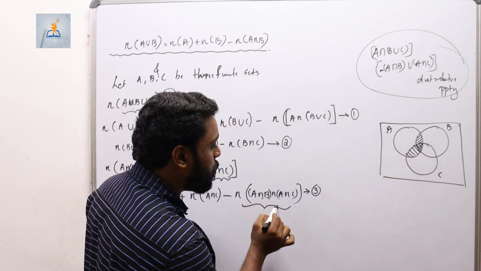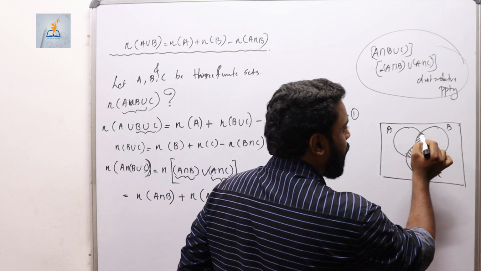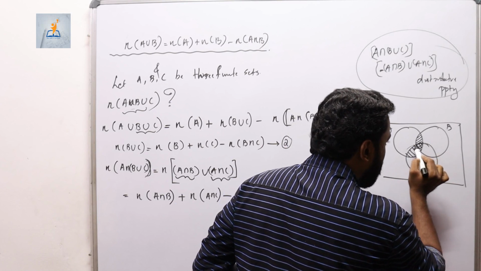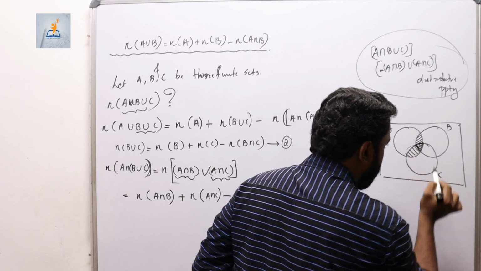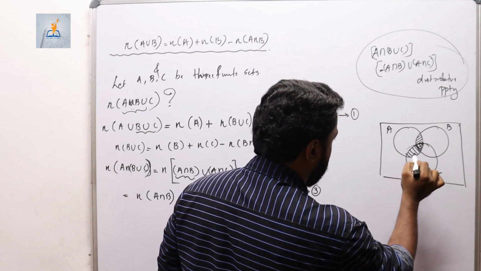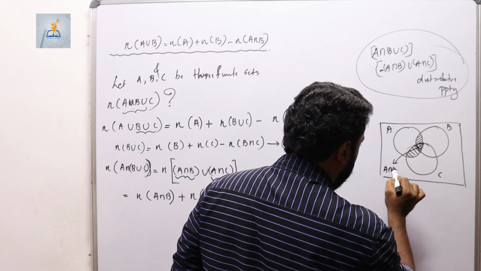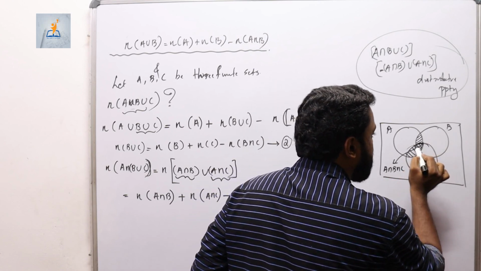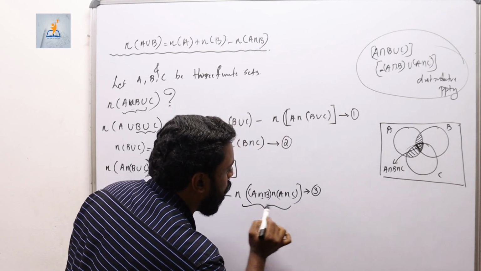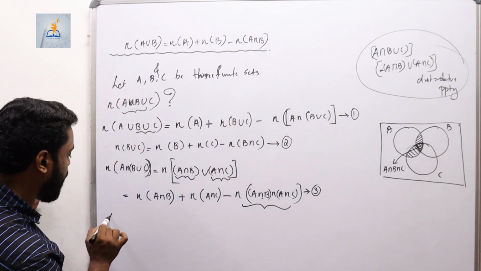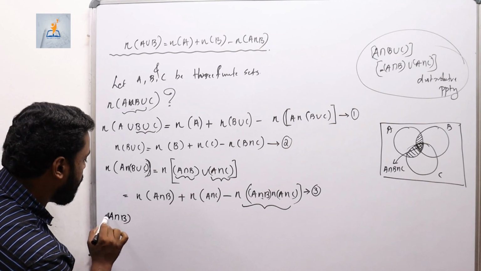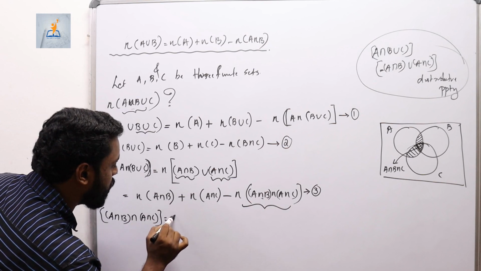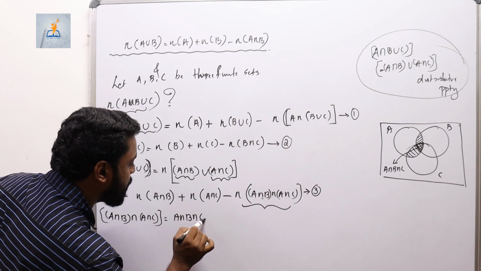What is (A intersection B) intersection (A intersection C)? That is the common part of this area and this area, which is this small area, isn't it? And that small area is nothing but what? A intersection B intersection C, isn't it? The intersection of 3 sets is this small area. So this quantity is nothing but A intersection B intersection C.